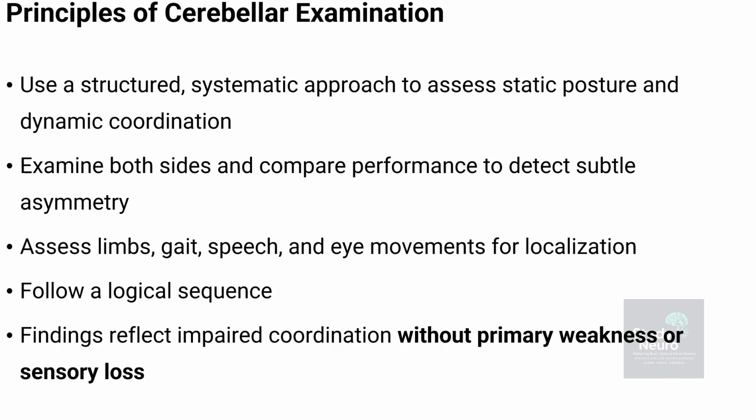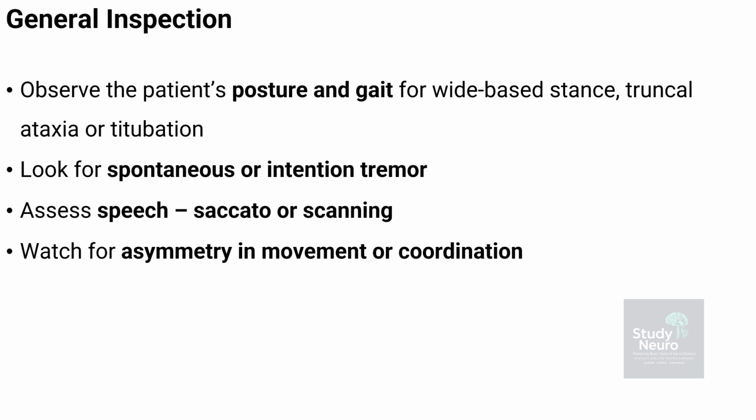A complete evaluation includes the limbs, gait and stance, speech, and eye movements, since involvement of different cerebellar regions produces distinct clinical signs. Using a consistent sequence from inspection and gait to speech, limb coordination, and finally ocular movements helps ensure no key findings are missed. Importantly, cerebellar dysfunction is characterized by impaired coordination rather than true weakness or sensory loss, a distinction that is central to accurate localization.